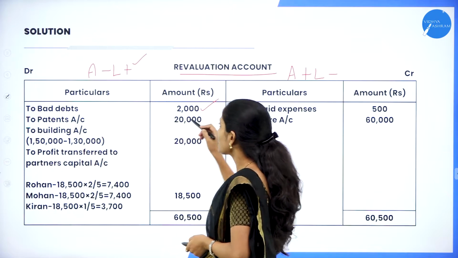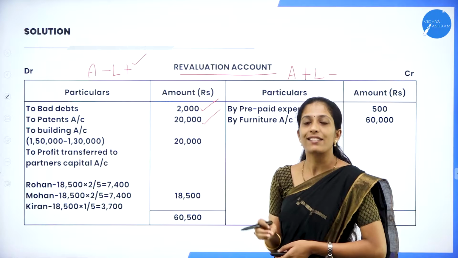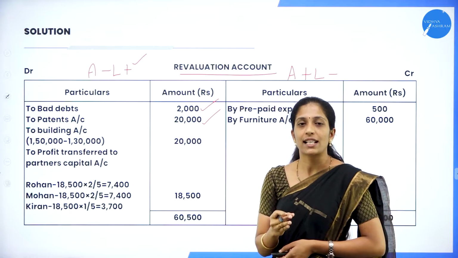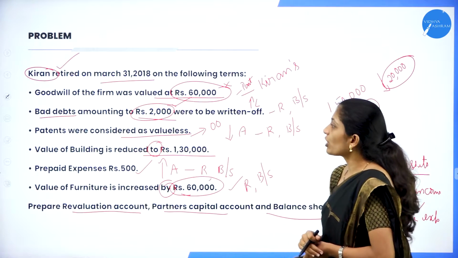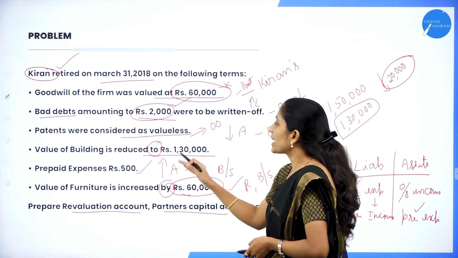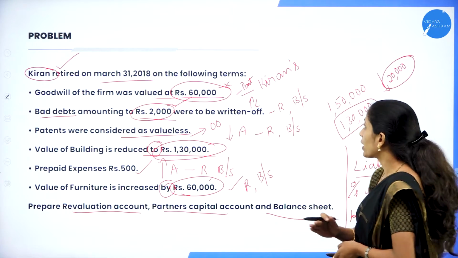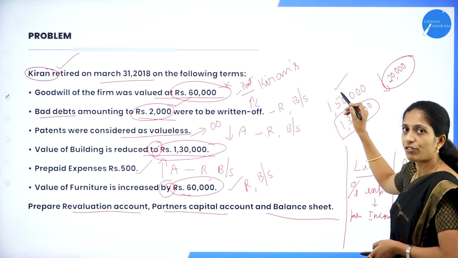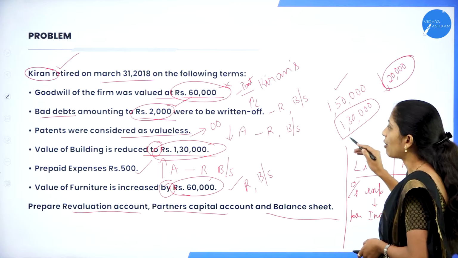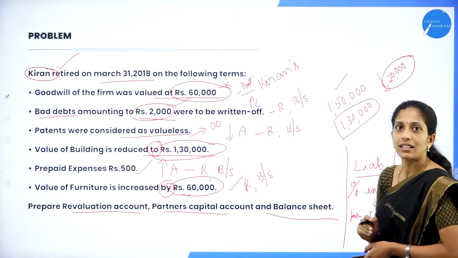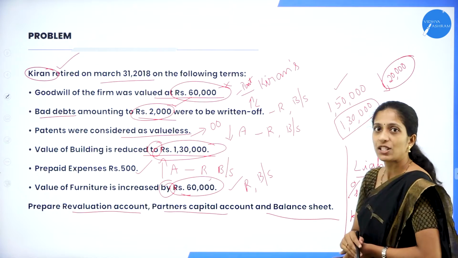So to patents, to what extent it has decreased? Earlier it was 20,000, now it is 0. So to what extent it has decreased? It has decreased by rupees 20,000. Now moving on to the next one, value of building is reduced to rupees 1,30,000. But I have already told you earlier it was 1,50,000. Now the current value of building is how much? 1,30,000. So to what extent it has decreased? It has decreased by rupees 20,000.